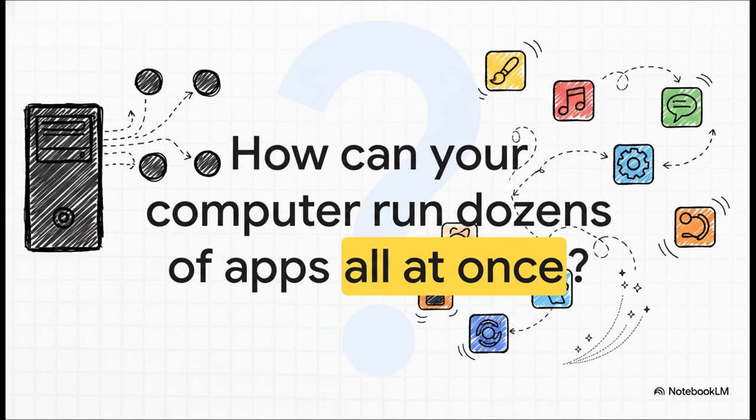I mean, seriously, think about it. You've got one computer with maybe a handful of CPU cores, but right now you could be running dozens of different programs without a hitch. How is that even possible? It feels like magic, but it's actually a really elegant solution to a super complex problem.